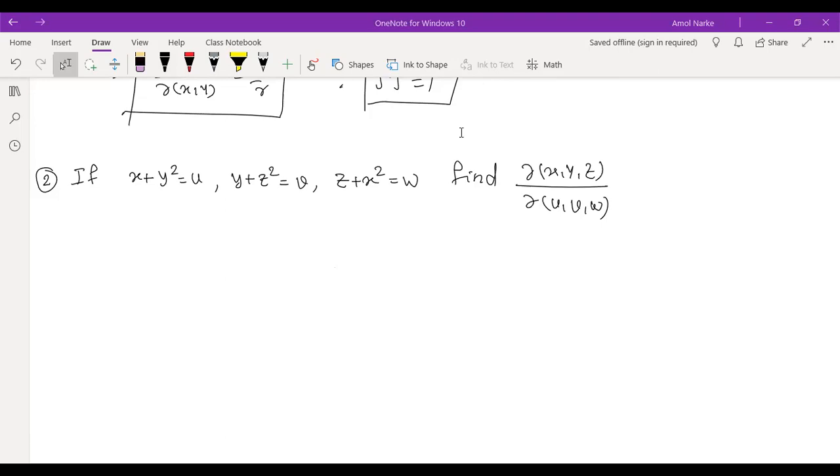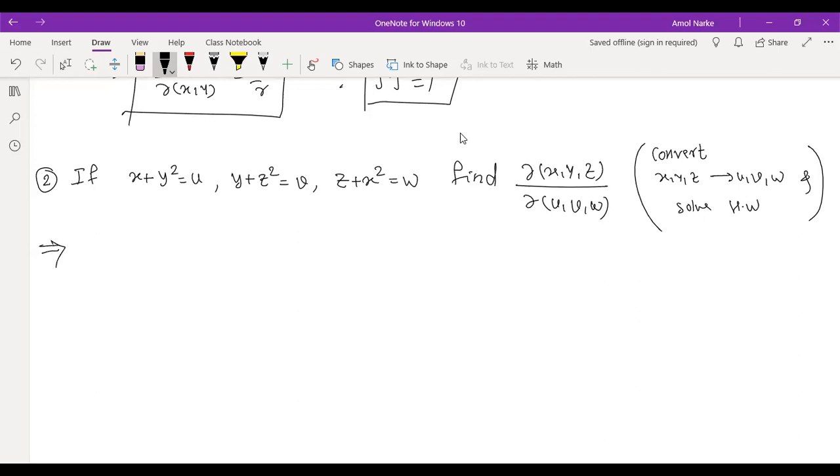Okay. So for finding this Jacobian, you should have x, y, z in terms of u, v, w. Can we have this here? Yes, sir. We can substitute it, like x equals u minus y square. You can find it that way. That is one way, and that is homework for you: convert x, y, z in terms of u, v, w and solve. Now, is there another way?